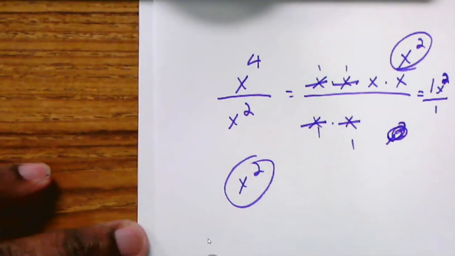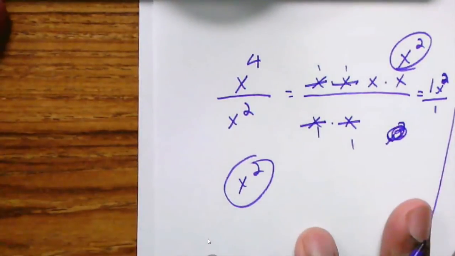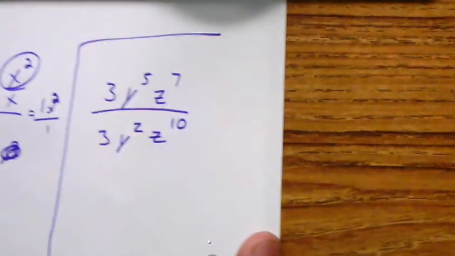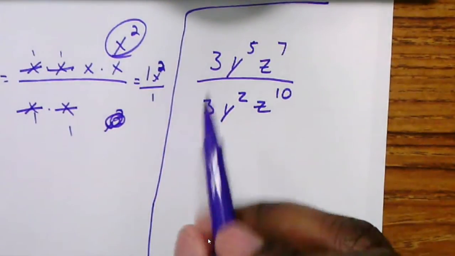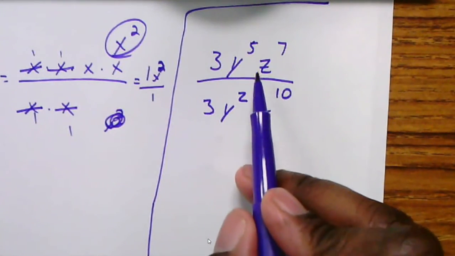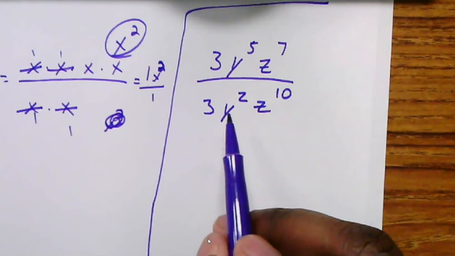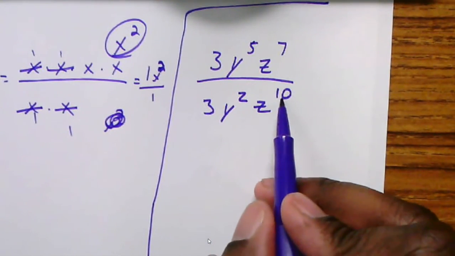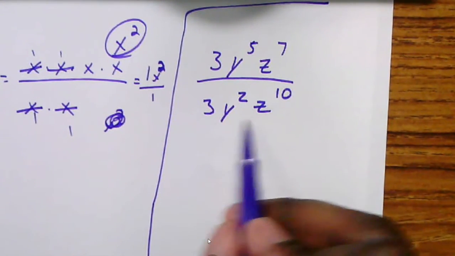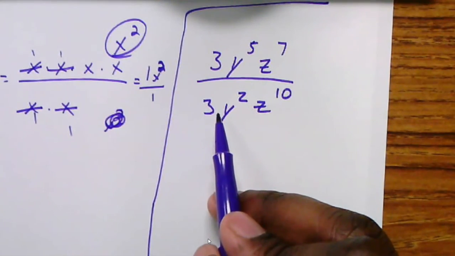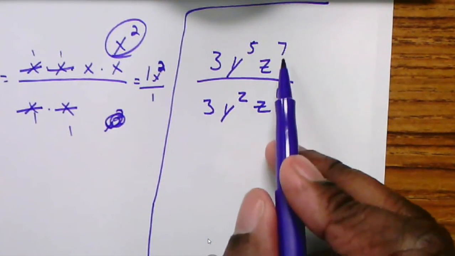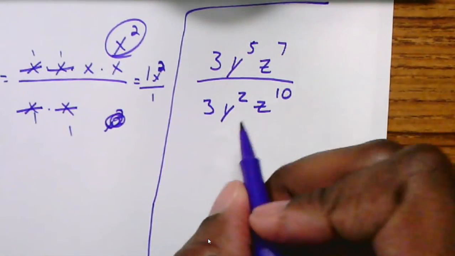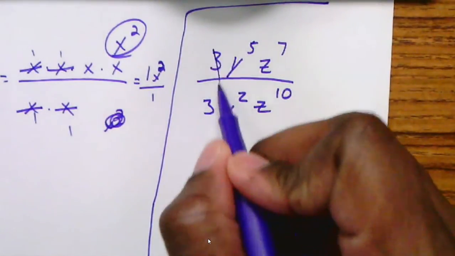Alright, give me a new one. And the new one's here. The new one says, suppose I gave you 3y to the fifth, z to the seventh, over 3y to the second, that's a 2, z to the 10th power. So if I look at this, I know that these 3's will cancel. I'm going to look at the difference between all the exponents with the same variables. So these 3's will wind up canceling out, become 1's.